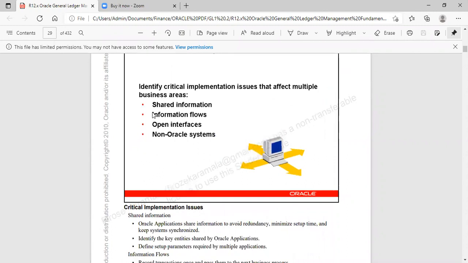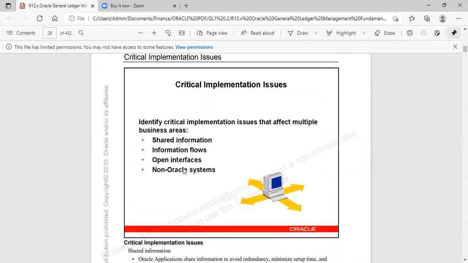Now, can anybody read this? For implementation, these are all critical, these 4 points. Someone read this and tell me what it is based on my explanation.